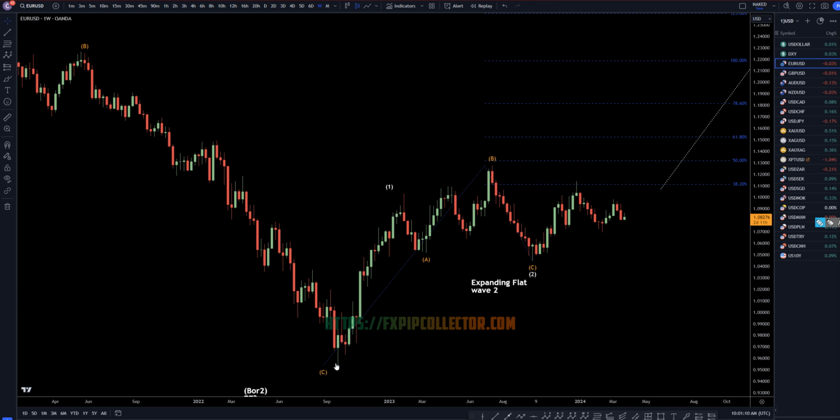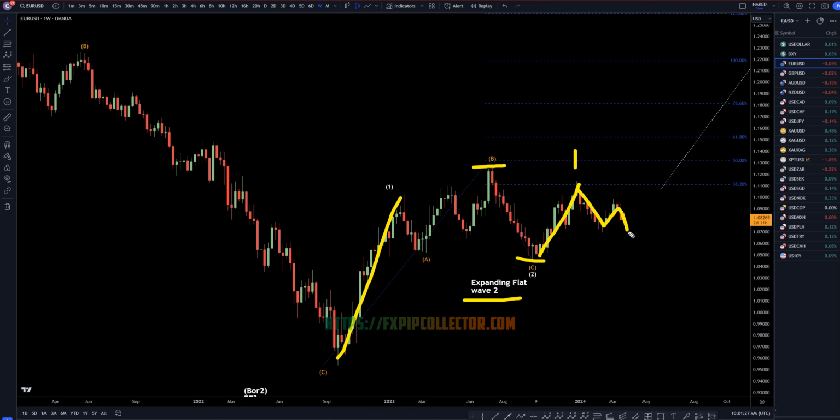On the weekly time frame, I still think this first push up is a 1. I still think this is an expanding flat wave 2, higher high wave B, lower low wave C. Definitely looks like an expanding flat. This right here looks like a trend to me, so it's probably the beginning of a wave 3, like a wave 1. Whether or not the wave 2 is over, I guess, is still questionable.